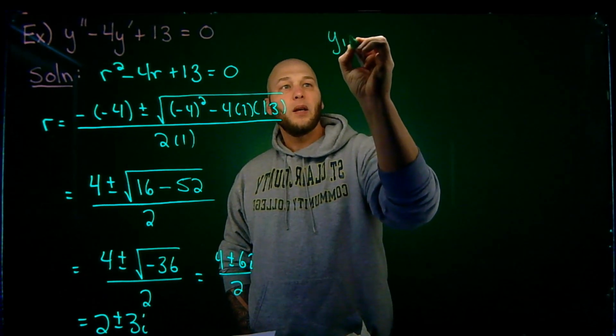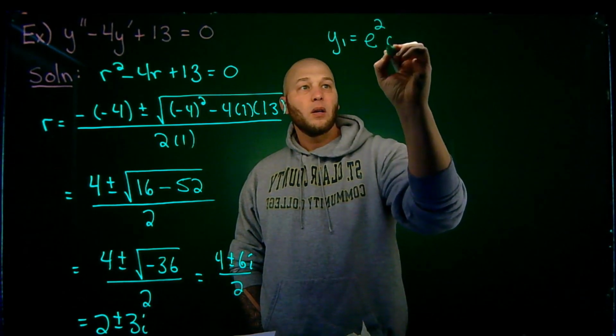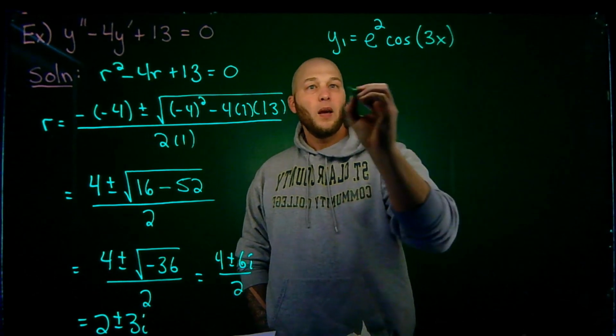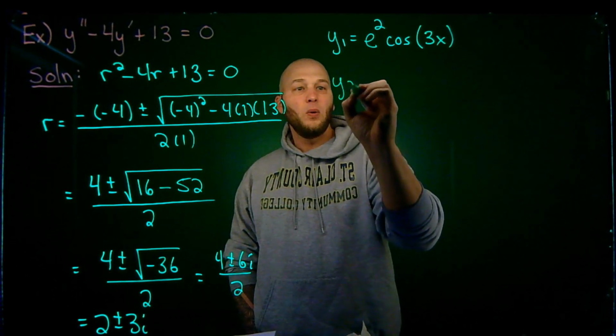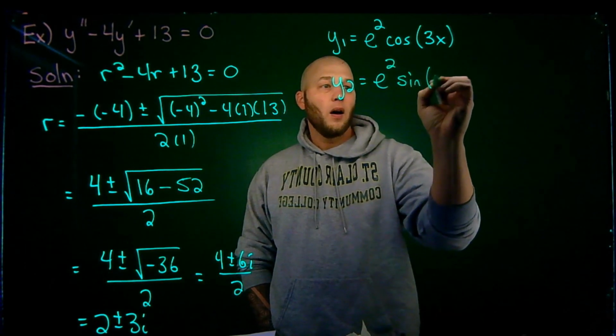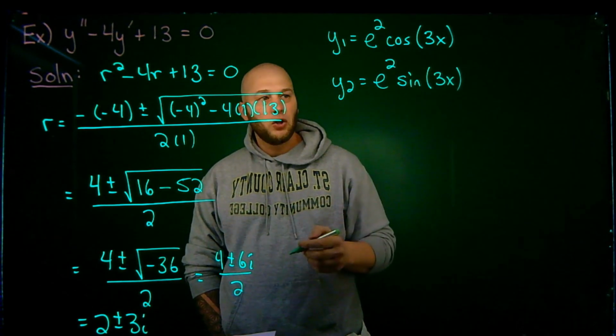y1 is equal to e to the 2x cosine of 3x. And then y2 would be e to the 2x sine of 3x. And of course, linear combinations of this would give me my general solution.